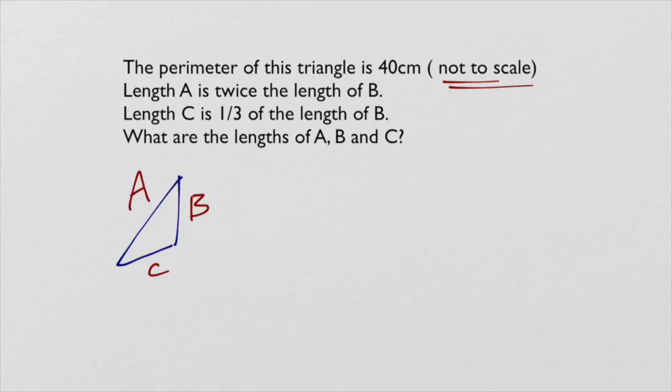Okay, so let's go through the first clue given to us, and that is length A is twice the length of B. So in terms of algebra, A equals 2 lots of B's, 2 times B. Okay, then length C is 1/3 of length B. So that means that C equals 1/3 of B, or B over 3.